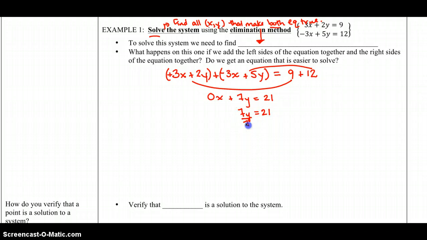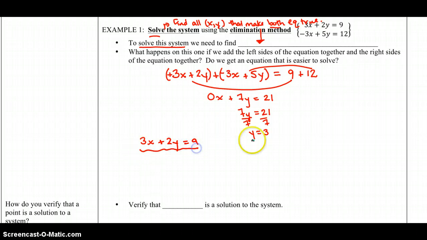So to get y by itself, we would divide both sides by 7 and get y equals 3. So now if we go back up, and again, this is where it's important to know what we've been asked to do. So to solve the system, we need to find an ordered pair that makes both equations true. Okay, currently we don't have an ordered pair. We just have y equals 3. Okay, so let's take a look at the first equation.